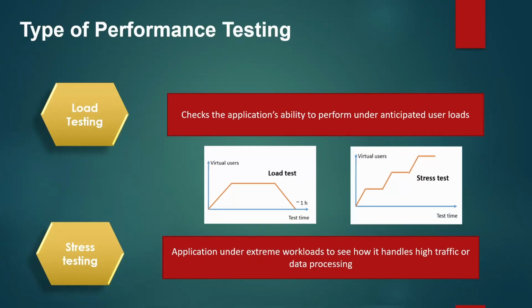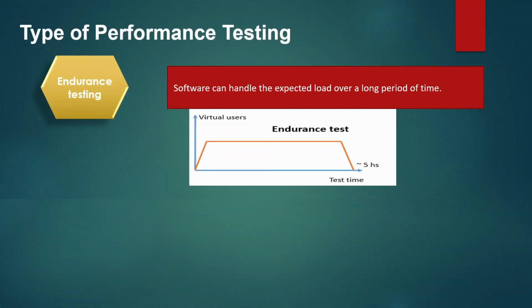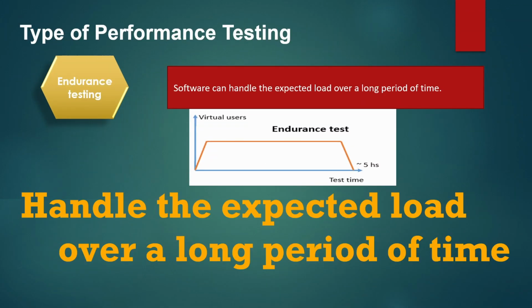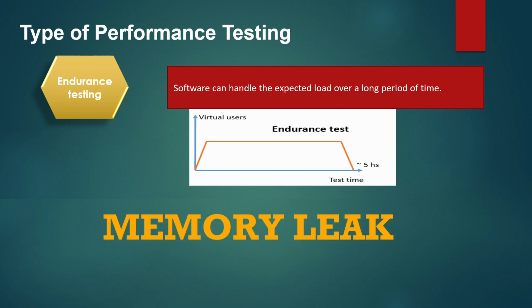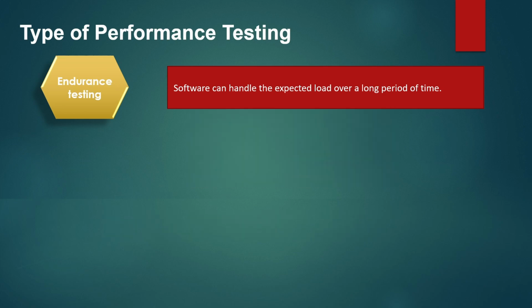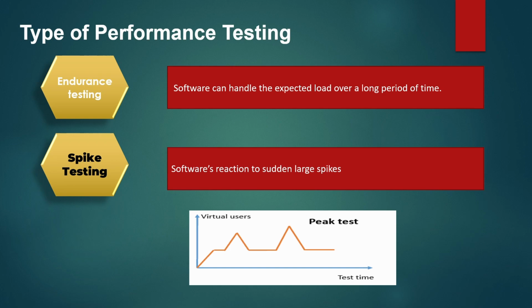Let's move on to endurance testing. Endurance testing is done to make sure the application can handle expected load over a long period of time. Basically, this is the test we are going to conduct to find out the memory leak of the application, if there are any. Move on to spike testing. Spike testing checks the software reaction to a sudden large spike in the load generated by the users.